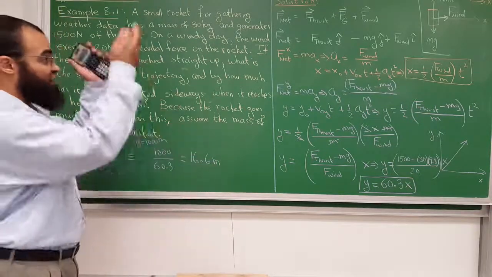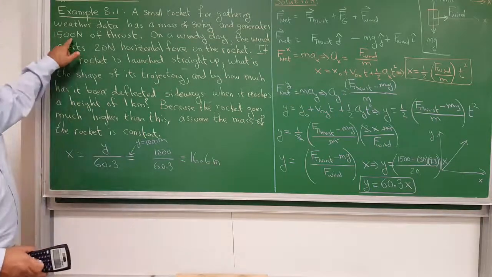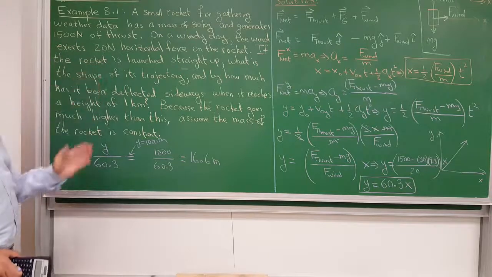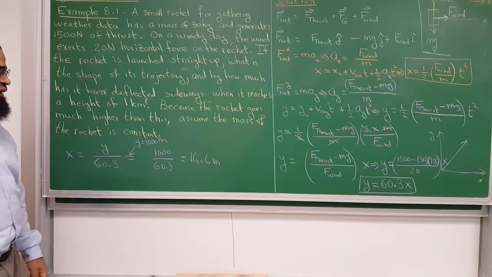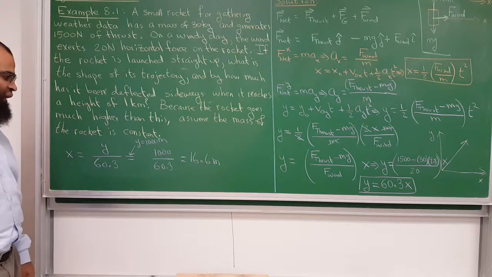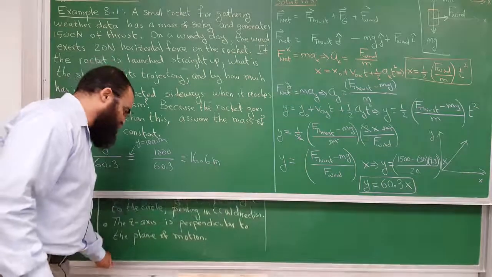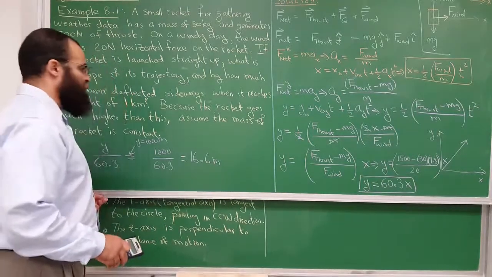So most of the motion is upward. Because the thrust minus mg is far greater than the 20 newtons due to the wind. And so that's why most of the motion will be upward, as you want. Okay, all right, let us look at our next topic here, which is circular motion.